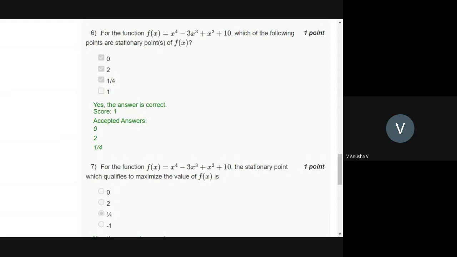So we already got the stationary points here. I need to equate it to 0 and find them. So x will be 0, that will be one of the stationary points. Once I take x common, I'll be getting 4x square minus 9x plus 2.